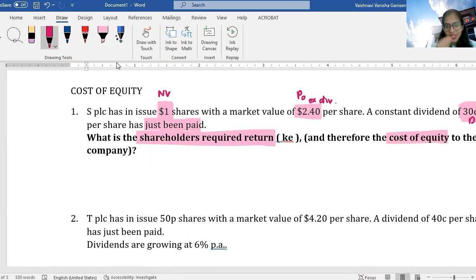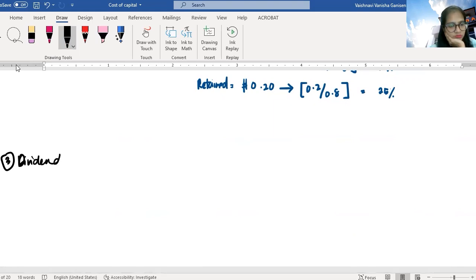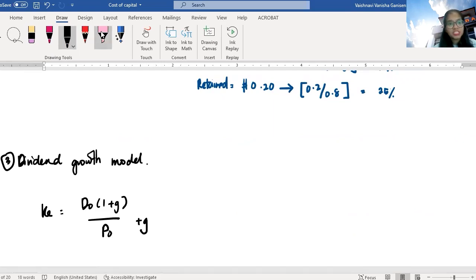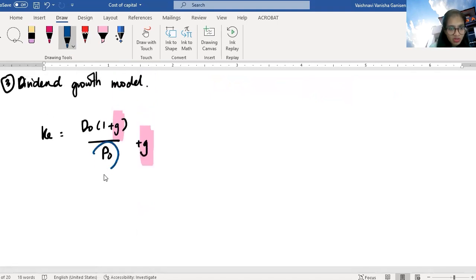Guys, I know that I have not explained in much detail the elements of the dividend growth model, so let's go back. The final one would be the dividend growth model: KE equals D0(1+g) over P0 plus g. The growth, we just learned how to do it. The P0 here is actually the ex-dividend market value of the company.